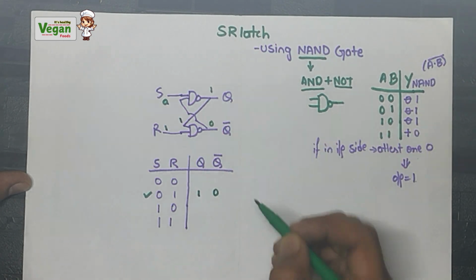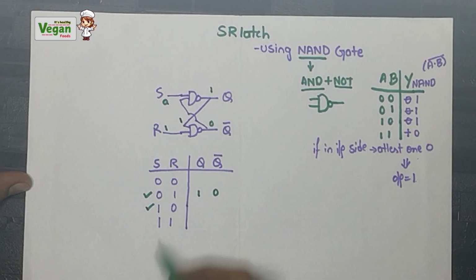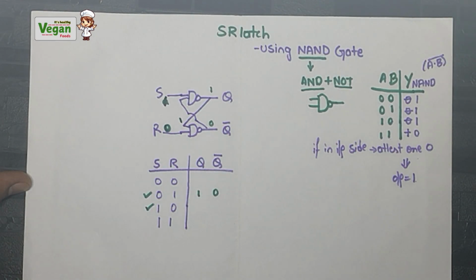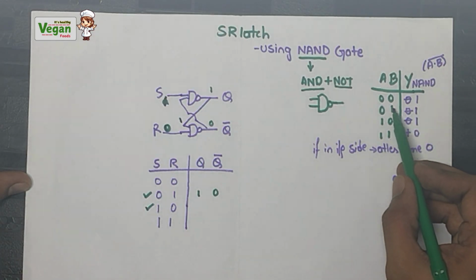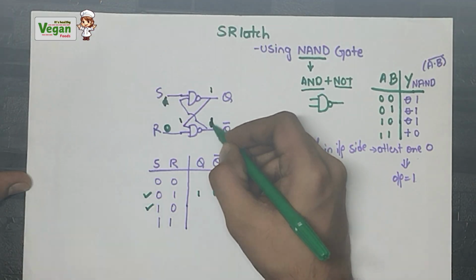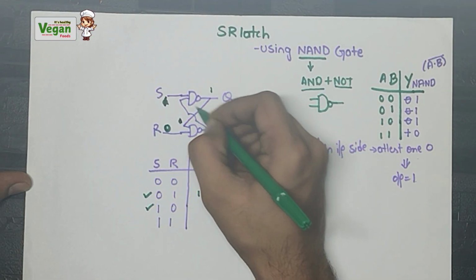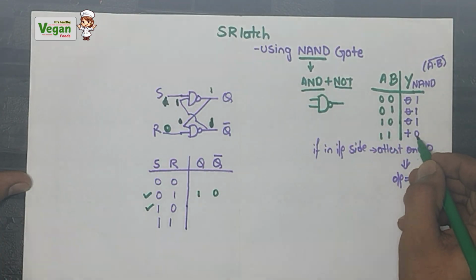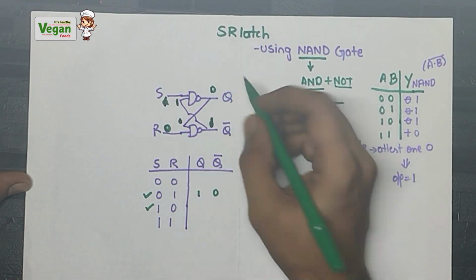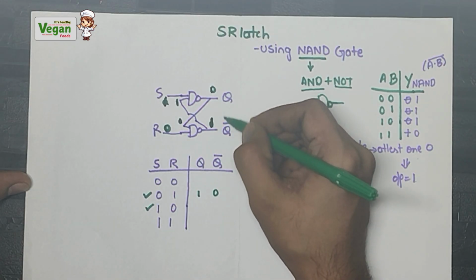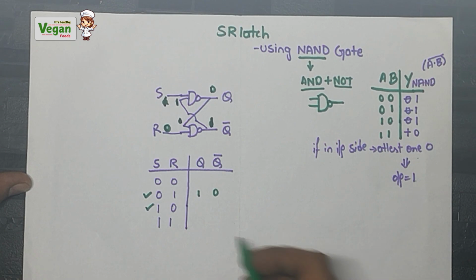Next, let's consider 1 and 0, that is, S value is 1 and R value is 0. If a 0 is on the input side, the output will be 1. This becomes 1 and is given as input right here. With 1 and 1 as inputs, the output will be 0. Now you see Q value is 0 and Q bar value is 1. Both are complements of each other. Complement means opposite, so we can write 0 and 1.